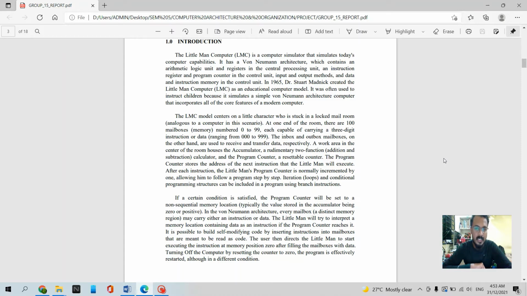In 1965, Dr. Stuart Madnick created the Little Man Computer as an educational computer model. It was often used to instruct children because it simulates a simple von Neumann architecture computer that incorporates all of the core features of the modern computer.